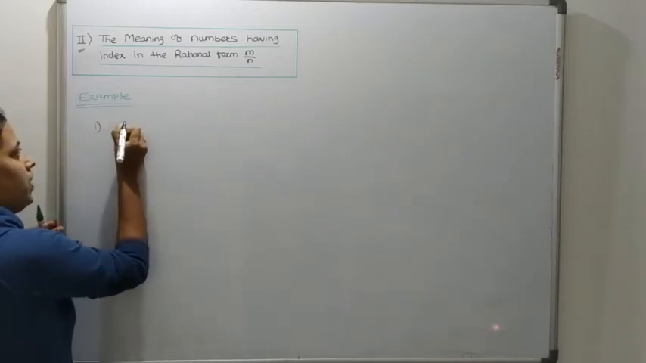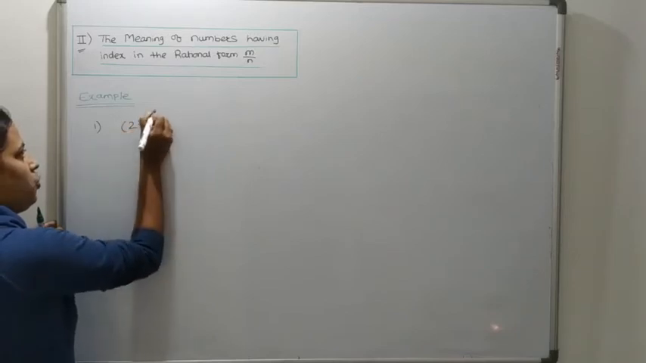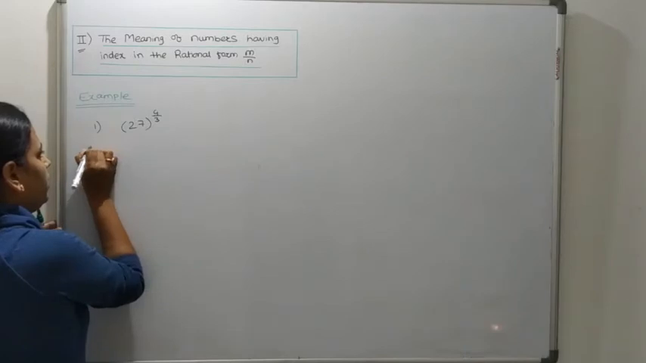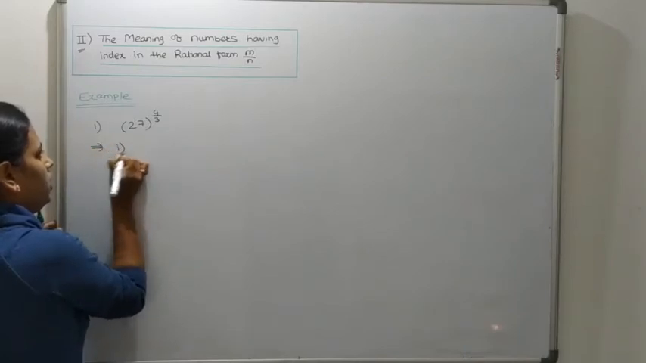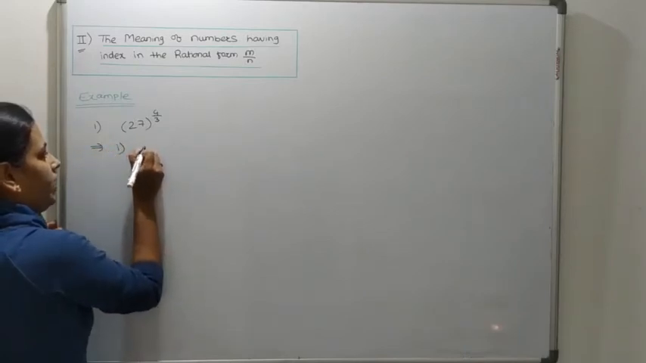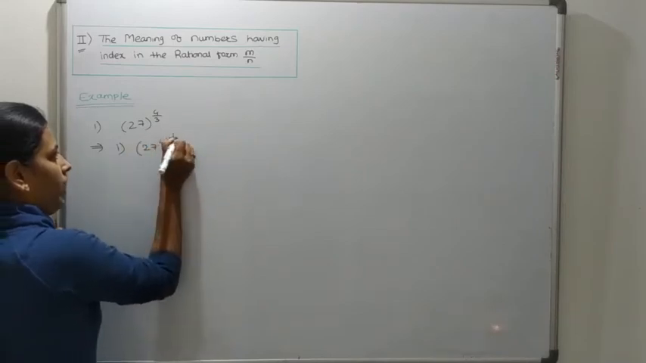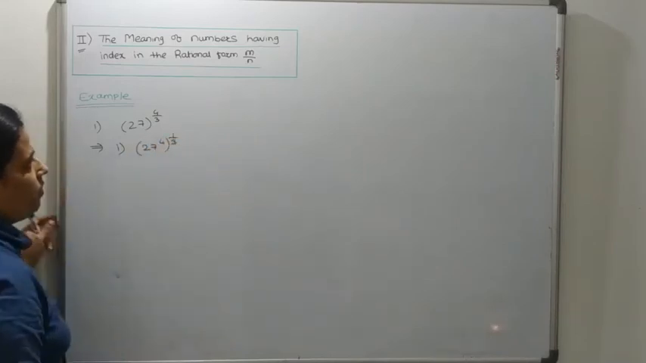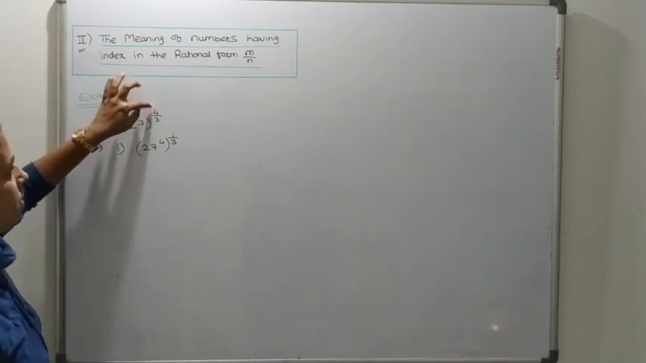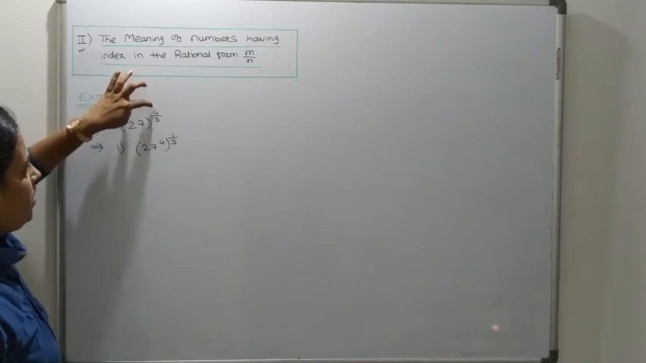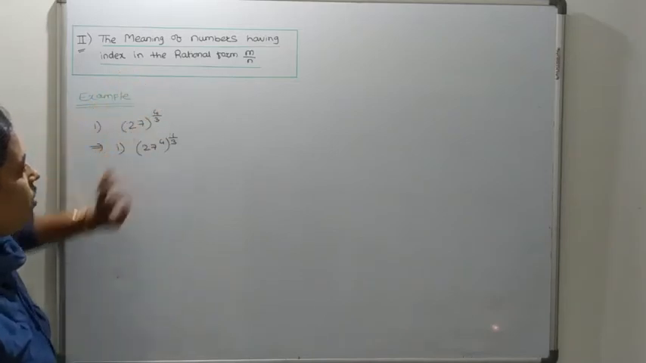First one, suppose I have to write 27 raised to 4 upon 3. Then how to write? We have to write it like this: 27 raised to 4, and out of the bracket 1 upon 3. Because we have to take the numerator part first in the bracket, that is 4. If I take the 4, then what is remaining here? That is 1. So 1 upon 3 is there.